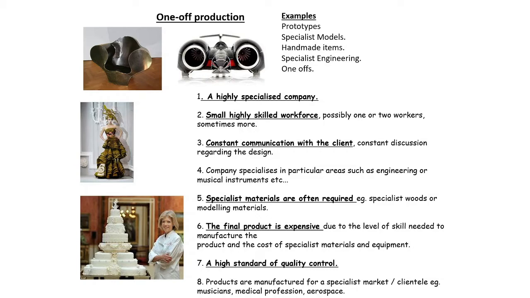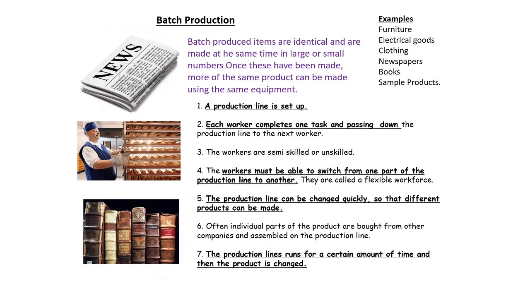So examples of that might be anything handmade that you'd get, like bits of furniture, that sort of thing, wedding dresses, prototyping. There are certain things like medical professions or aerospace where they only ever make one or two of them. So your next one will be batch production.